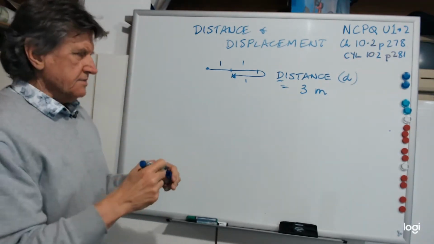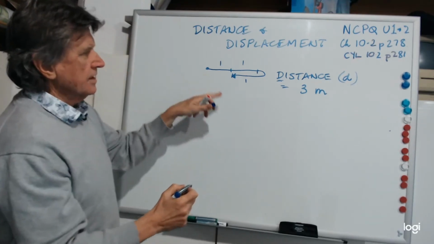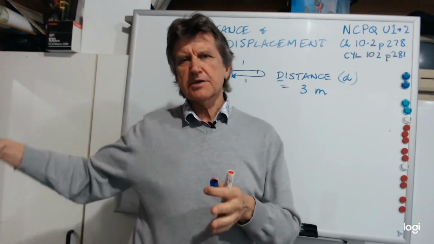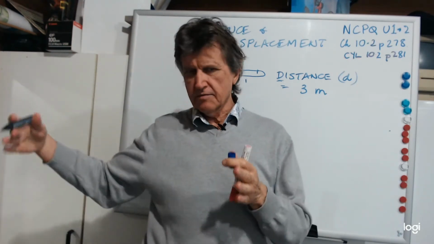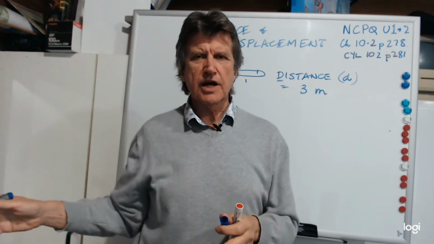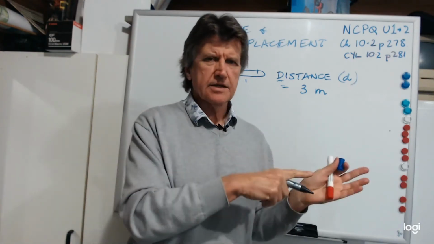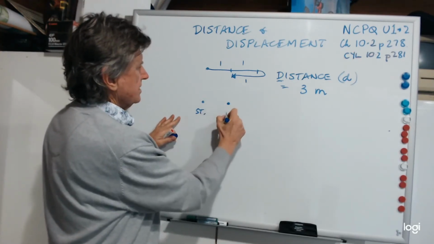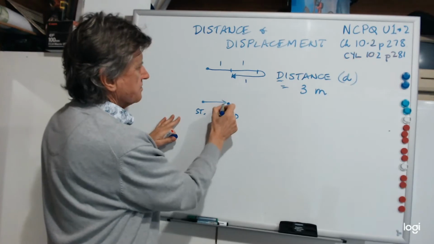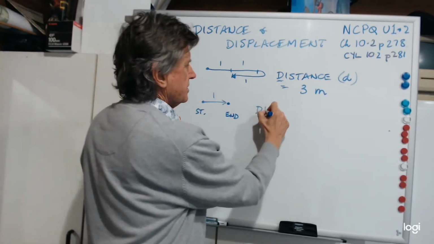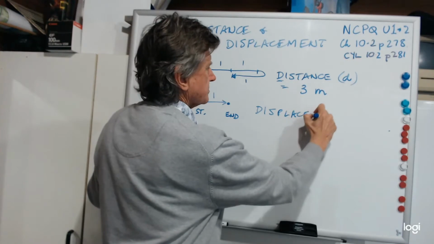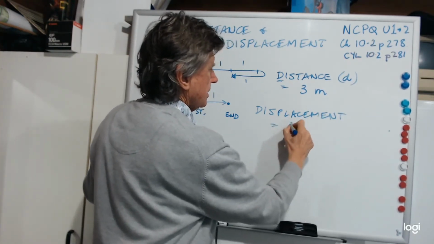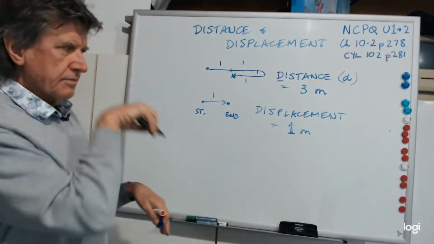Now my displacement: I started there and I went 2 metres and I came back to here. My displacement is my change of position, so I've gone from there to here. My change of position is just 1 metre and it's in that direction. So this is the start and this is the end, so my displacement is just 1 metre. So displacement equals 1 metre.